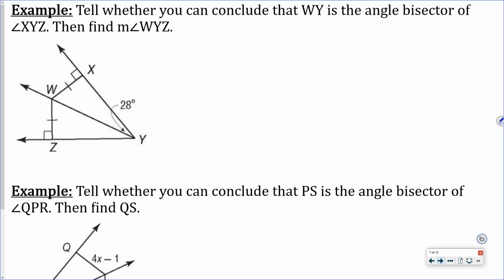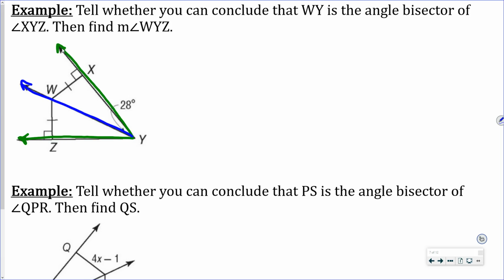So, tell whether you can conclude that WY is indeed the angle bisector of XYZ. So here's angle XYZ. Can we conclude that, ray YW, is an angle bisector?